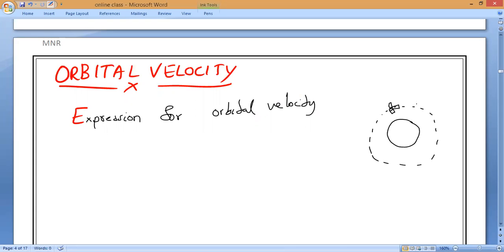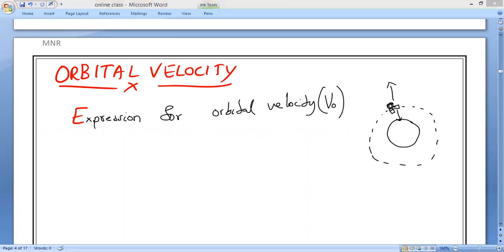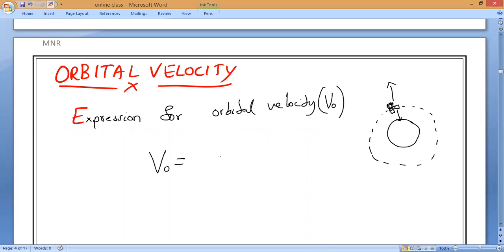Let us see. Suppose in future you launch a satellite. What orbital velocity do you have to give to the satellite so that it will not fall to the earth or go away from the earth? The symbol for orbital velocity is always V naught. The formula is V naught equals root of G into R. Any doubt?